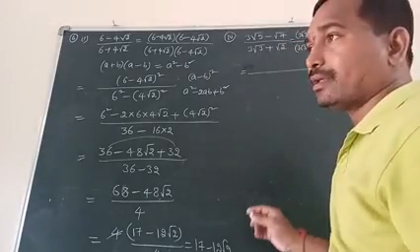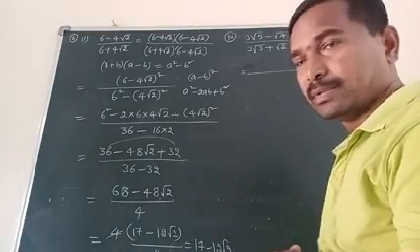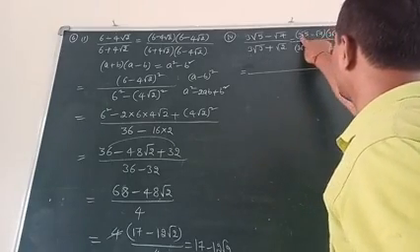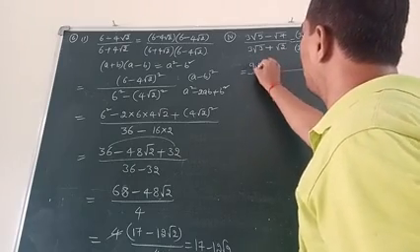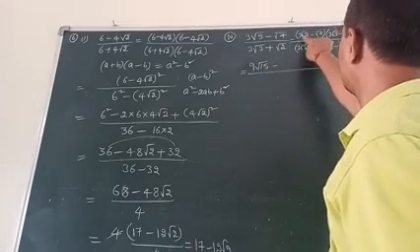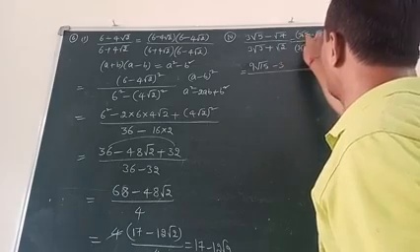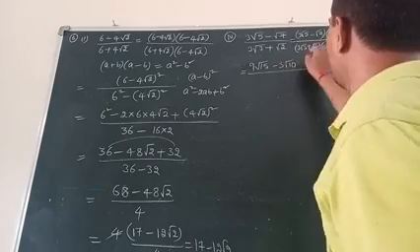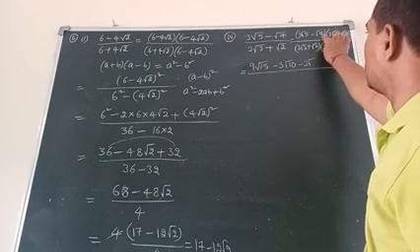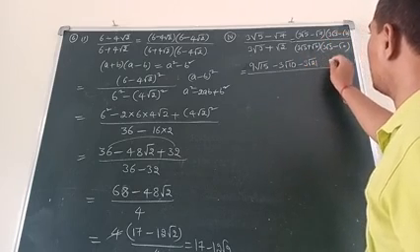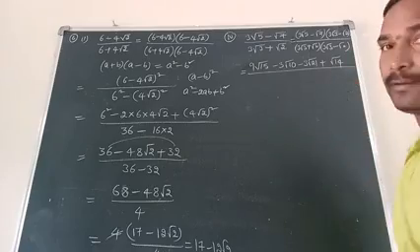First the numerator: multiplication of binomial by binomial. Multiply first term with first term: 3 3s are 9, root 5 into root 3, root 15. Next, 3 root 5 into root 2: 3 into root 5 into root 2, root 10. Next, minus root 7 into 3 root 3: minus 3 into root 7 into root 3, 7 3s are 21. Minus into minus is plus, root 7 into root 2, root 14.